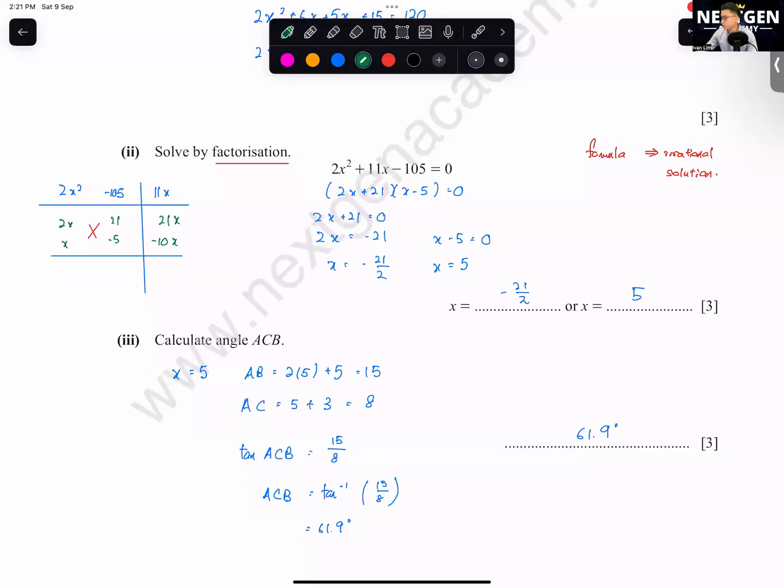62 degrees, can or not? No, cannot. You need to write to at least one decimal place, because it's a rounded value. Type it in the calculator: shift tangent 15 over 8. You get 61.92751306. It doesn't round to 62 because you read the instruction in front: for angles, it needs to be one decimal place.